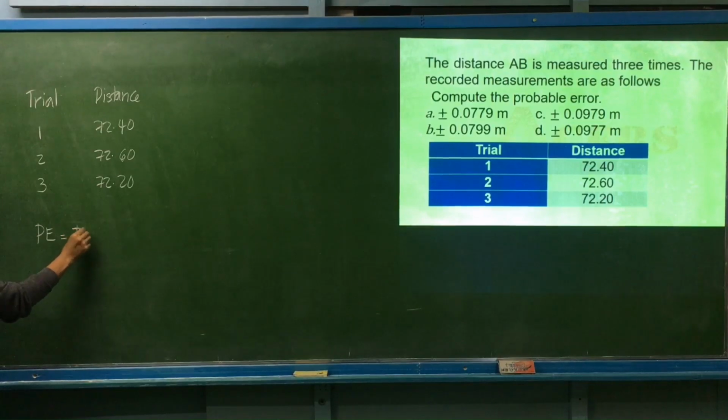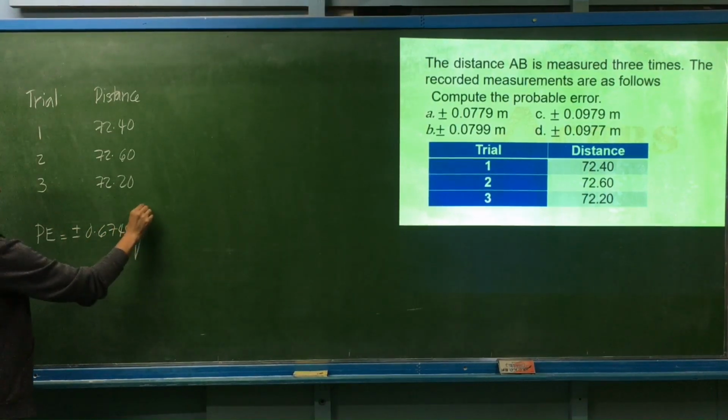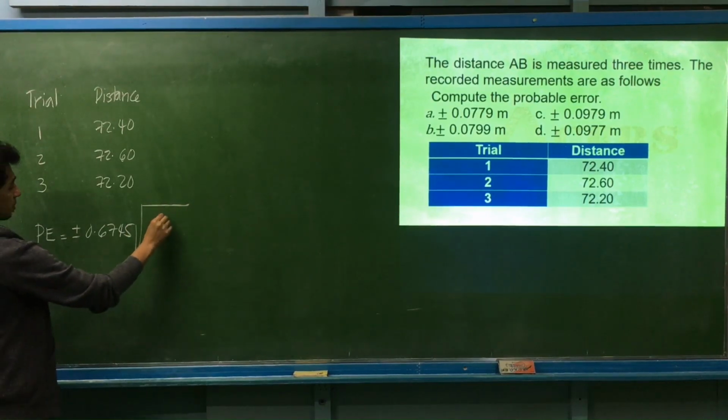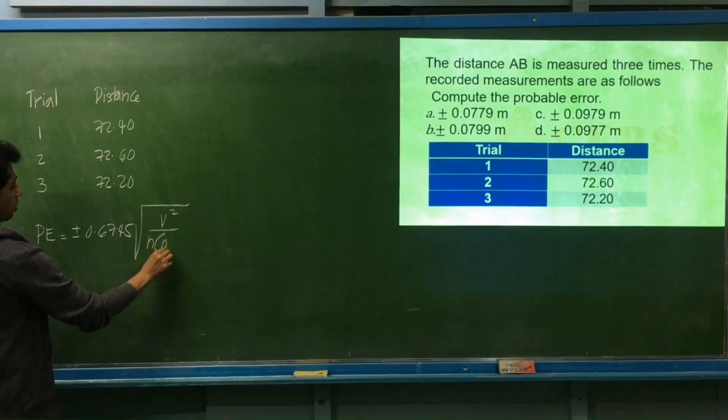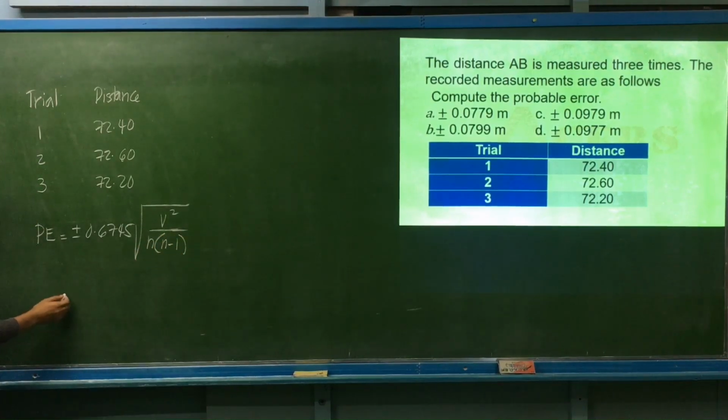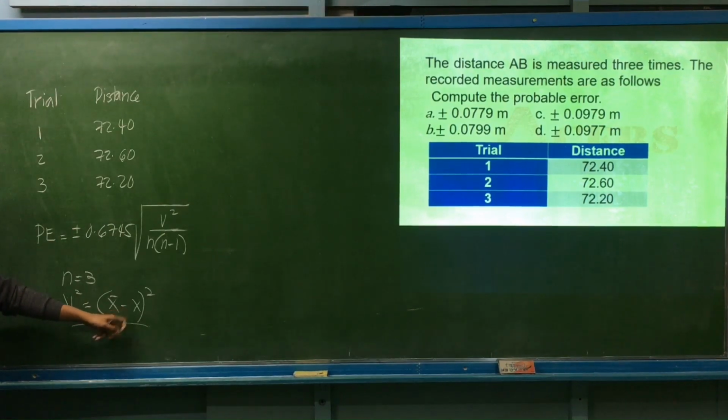Probable error is equal to positive or negative 0.6745 times the square root of B squared divided by n times n minus 1, wherein n is the number of trials, so we have 3 trials. Yung value naman ng B, that is the same as the mean or average of the given distance. Average of the distances minus the distance, so that is squared. So squared din natin sa kabila.